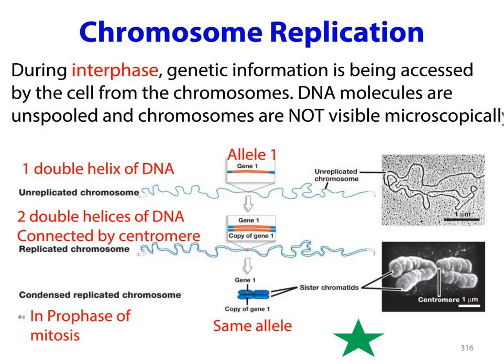If you have a replicated chromosome, which happens during the synthesis phase, write that down, replication happens during synthesis, you will have 2 double helices of DNA. They're connected by the centromere, okay? When they're connected by the centromere, by the way, that functions as a chromosome. If it is one double helix of DNA that has not been replicated yet, that functions as a chromosome, all right?